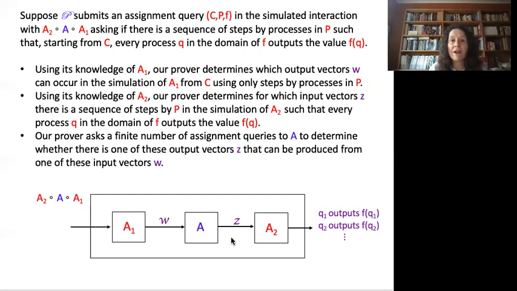Finally, our prover asks a finite number of assignment queries to A to determine whether there is one of these output vectors Z that can be produced from one of these input vectors W.